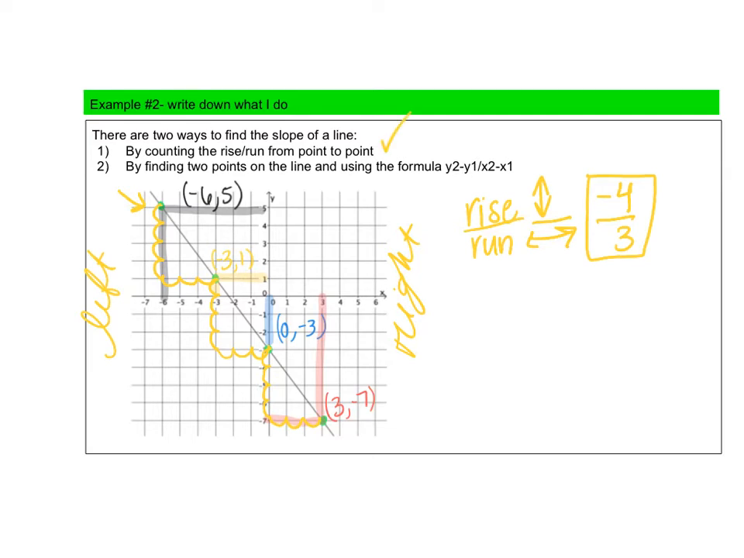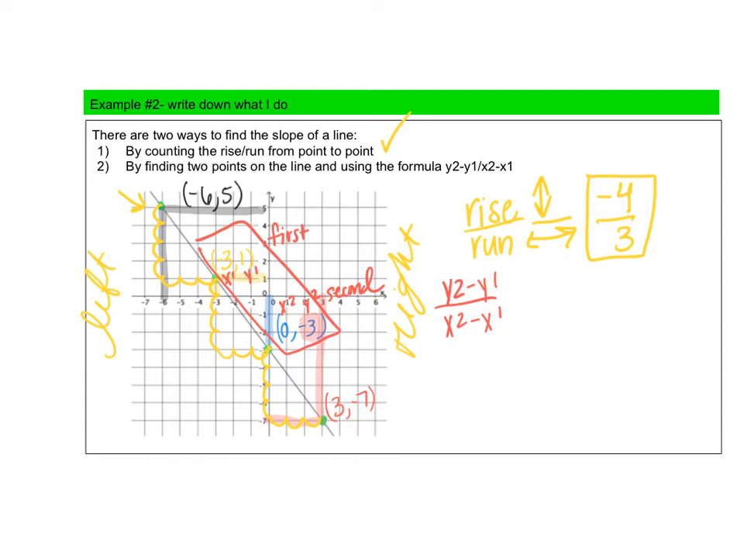The second thing I'm going to do is use my formula, which is y2 minus y1 over x2 minus x1. I just need to choose 2 points. I'm going to choose these 2 points right here, just because those numbers look kind of simple to me. This is my first point, and this is my second. So this is my x1, this is my y1, and this is my x2, this is my y2.